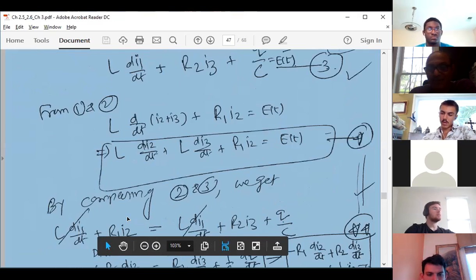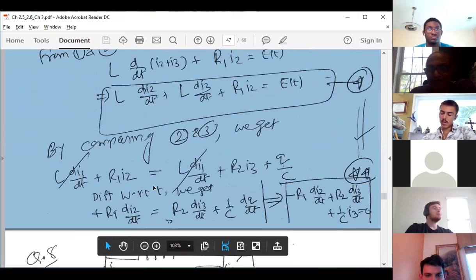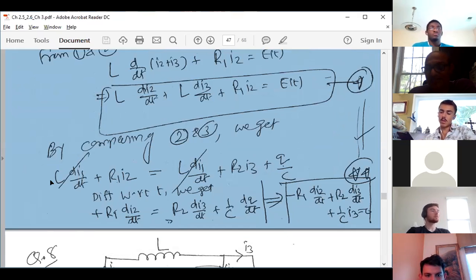So this equal to this, and I can cancel di1 like this. If I compare 2 and 3, this L di1 will get cancelled, because I don't want even inductance. So cancel this one, and inductance and di1 is removed. It's gone. What is left out? R1 I2 equal to R2 I3 plus Q over C. But now I'm over here, R1 I2 equal to R2 I3.